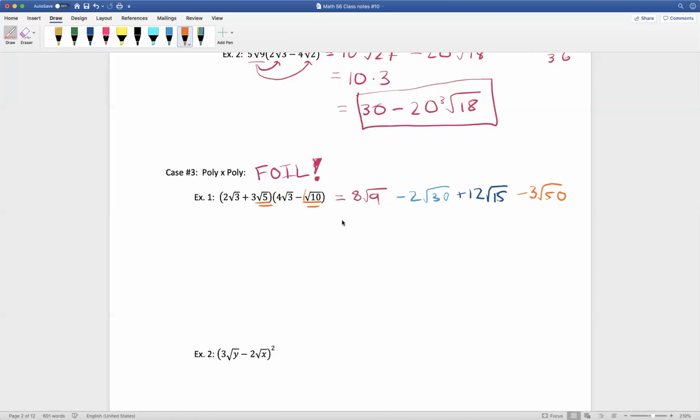For this first term here, 8 times the square root of 9, well, remember the square root of 9 is a perfect square, so that's the same thing as saying 8 times 3, and that's the same thing as saying 24. So this one down here is the same thing as saying 24. Now, negative 2 square root of 30. Let's think about the factors of 30.